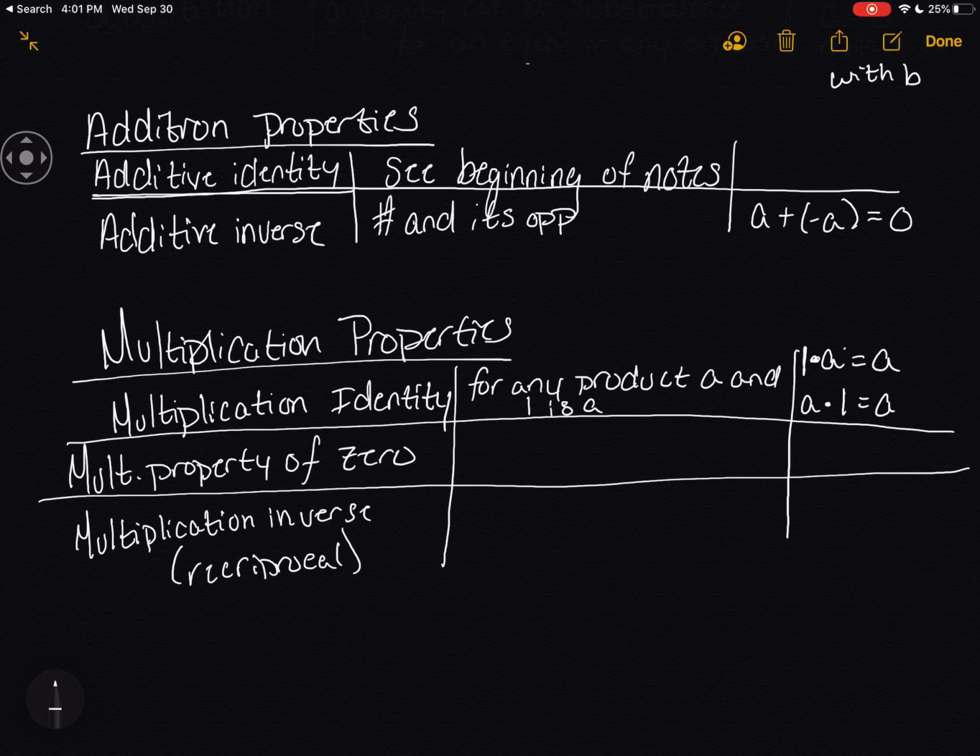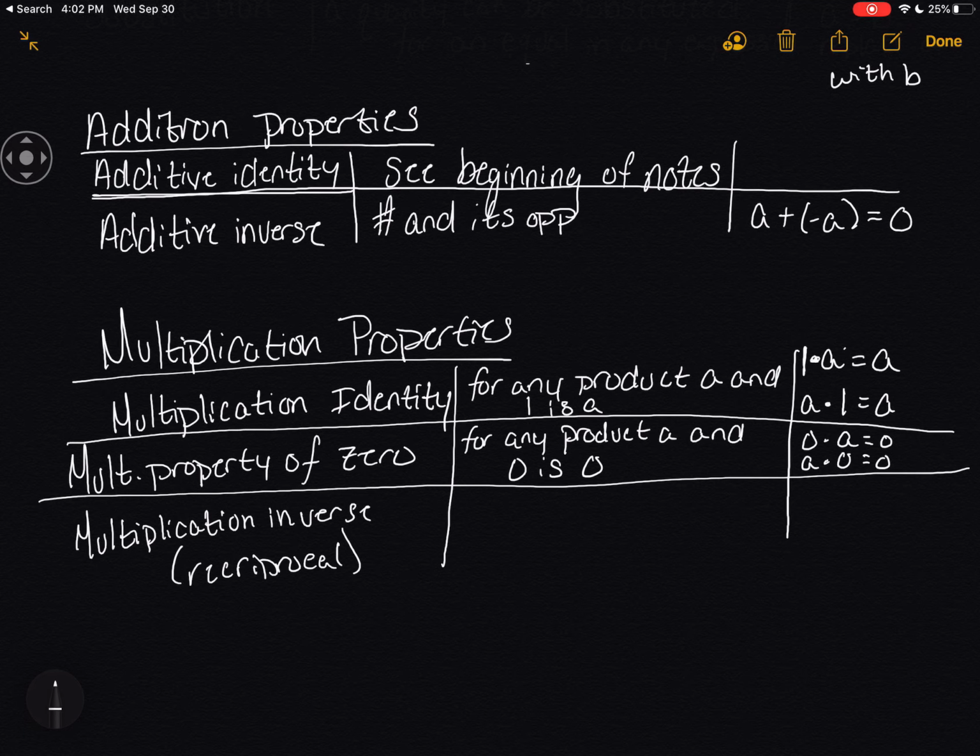So then the multiplicative property of 0 is for any A, the product of A and 0 is 0. So 0 times A is 0. A times 0 is 0. No matter what I'm multiplying my number by, if I'm multiplying by 0, it's 0.